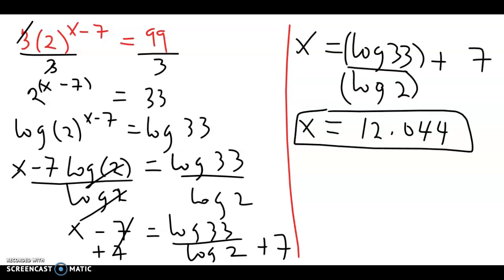Now, if you want to be sure this is a correct answer, you can plug this x value into the original equation. Wherever you see x, you plug in 12.044 and you realize that you're going to have the same number on both sides of the equal to sign. You're going to have 99 on both sides, and that should tell you your answer is right.